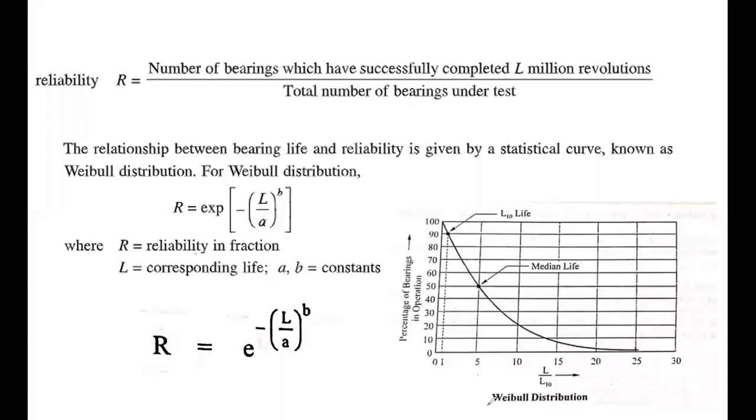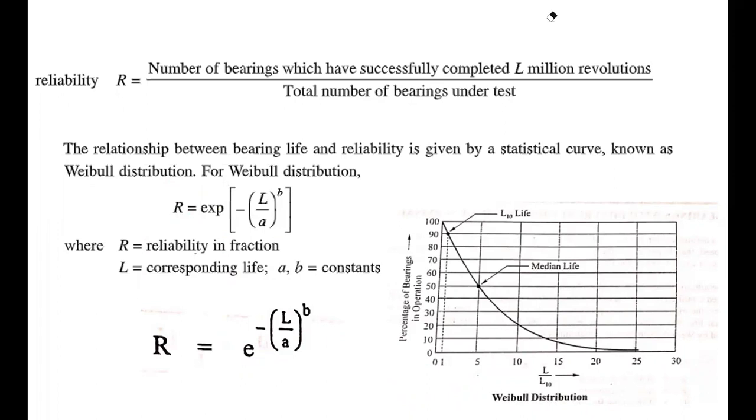It is shown by this graph, where on the x-axis there is L upon L10, and on the y-axis there is percentage of bearings in operation. It states the relationship between reliability and life. R stands for reliability and L stands for corresponding life. A and B are constants. It says that reliability is the exponential of minus L upon a, raised to b, where a and b are constants, L is the corresponding life, and R is the reliability in fraction.